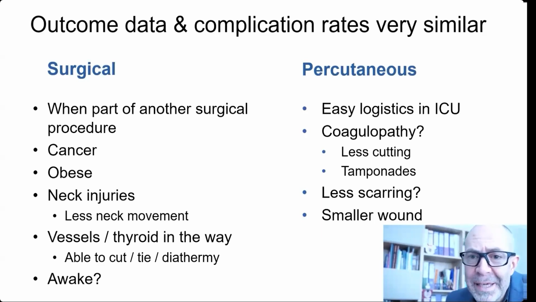If a patient's got a neck injury or broken C-spine, for example, then a surgical tracheostomy may be less likely to cause movement because we don't need to hyperextend the neck like we do for a percutaneous tracheostomy. If there are vessels in the way and possibly the thyroid in the way, then maybe we don't want to just be sticking a needle through that with the percutaneous approach. And so if there's a big vessel in the way, particularly if it's an artery, I'll ask a surgical colleague because they're trained to dissect, to locate, and to tie off and move vessels that are in the way.